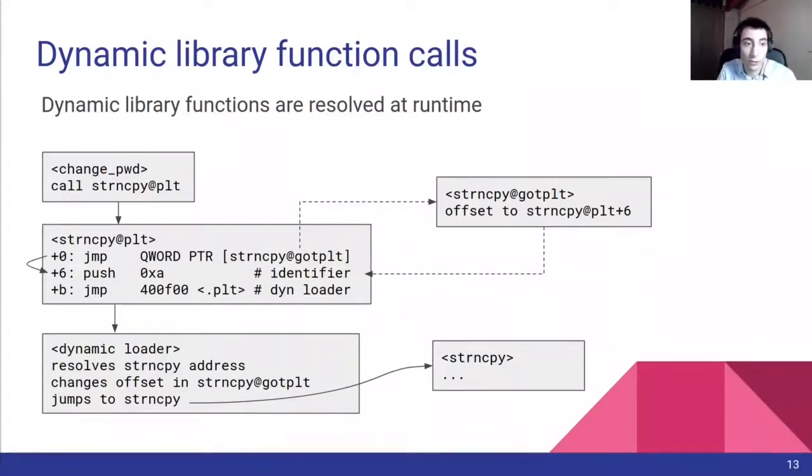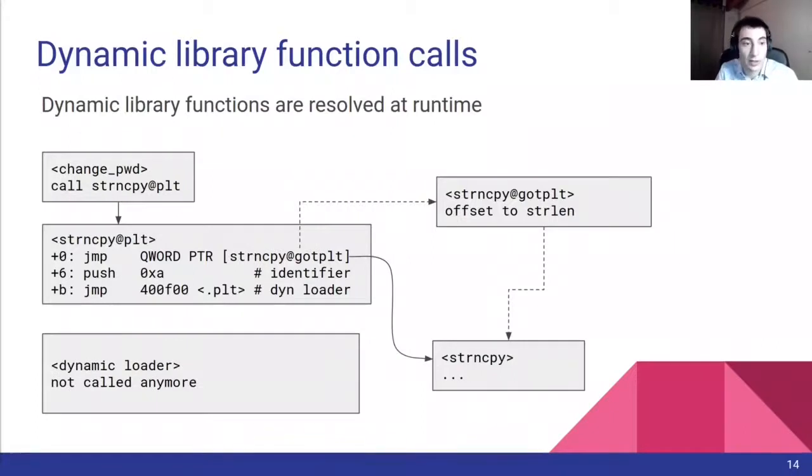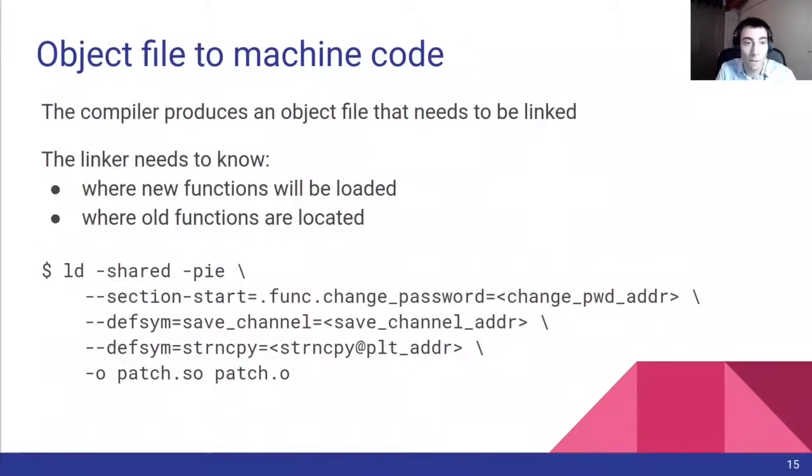Now on subsequent calls, the procedure linkage table code will read the offset from the global offset table, and now this offset has been patched by the dynamic loader to point directly to string copy. So the execution flow of the program will go from our function to the procedure linkage table stub to directly string copy, bypassing the dynamic loader. So now that we know where we can find all the offsets that we need, we can invoke the linker with something like this.